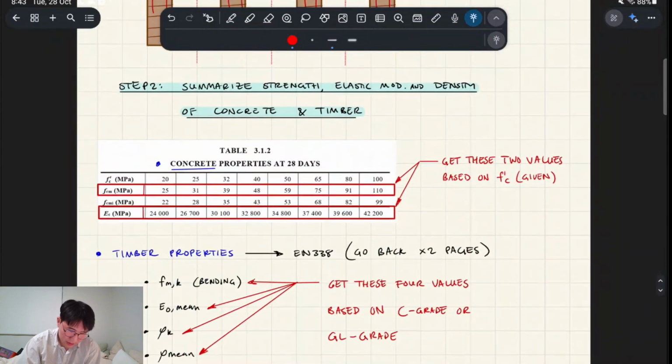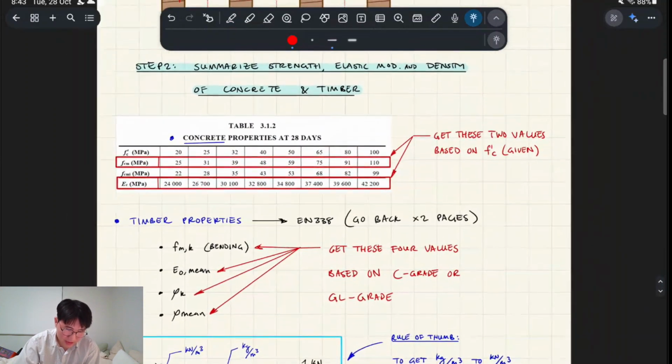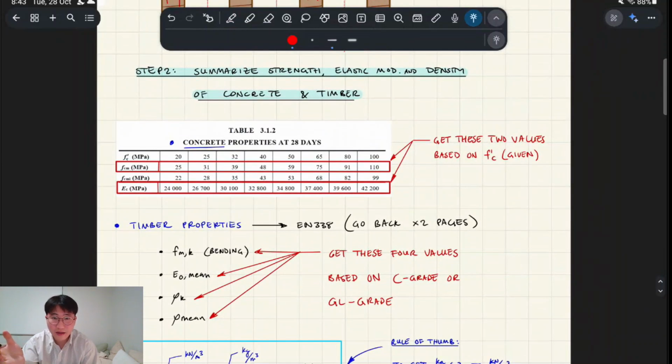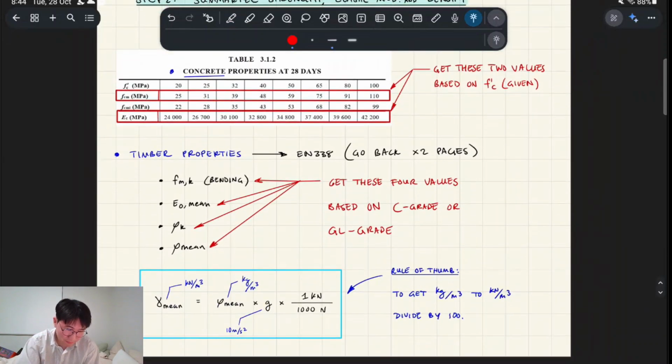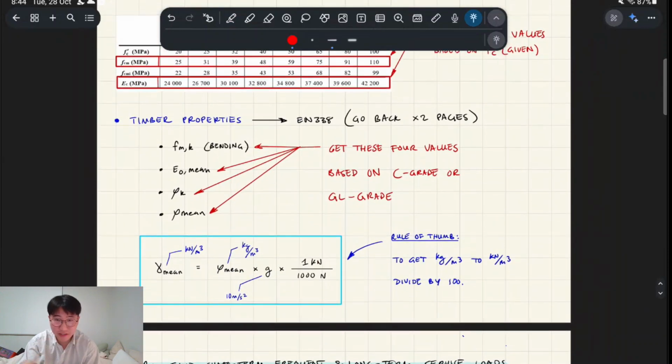Okay, step 2. You have to grab all your material properties from various sources. For concrete, you go to AS3600 and find this table, which I've included here. You need the mean compressive concrete strength and the elastic modulus of the concrete. For timber, you can go back 2 pages to the characteristic properties for glulam and structural timber. You grab those 4 values I talked about.